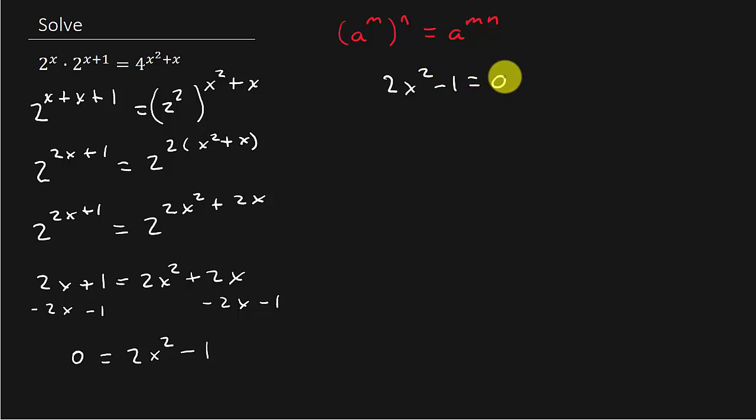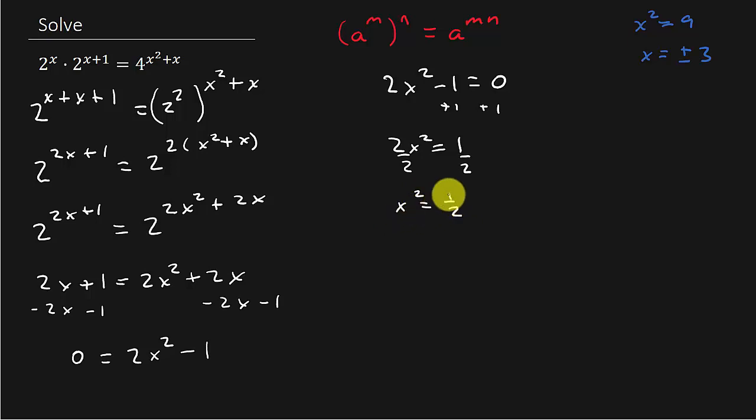And now we solve. So how do we solve this? Well, we can use the square root property. Remember when you were working problems like this, you had something like x squared equals 9, and so x is equal to plus or minus 3. That's what we're going to do. We can get this x squared by itself. So I'm going to add 1 to both sides. So I get 2x squared equals 1. Divide everything by 2. I get x squared equals 1/2.